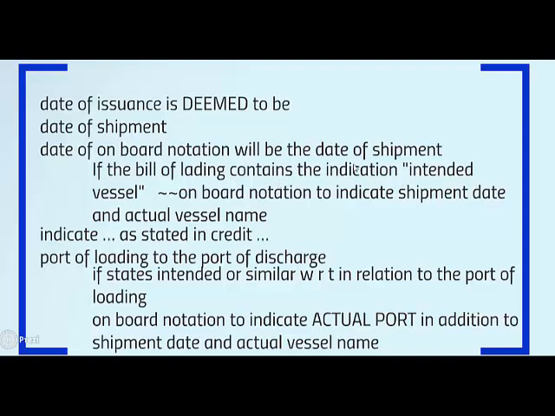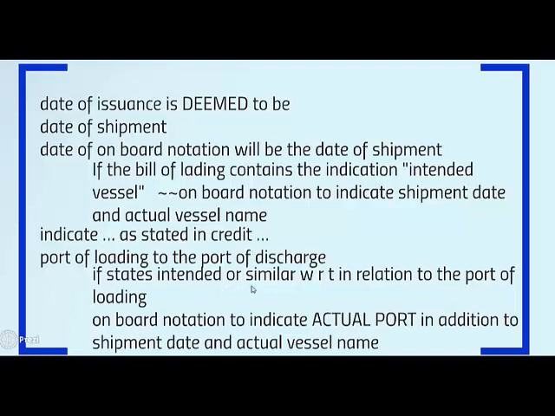So if the transport document submitted contains an indication of an intended vessel, the onboard notation should indicate the shipment date as well as the vessel name. It should indicate, as stated in the credit, the port of loading and port of discharge. We cannot have different ports, just like we have in the multimodal situation.